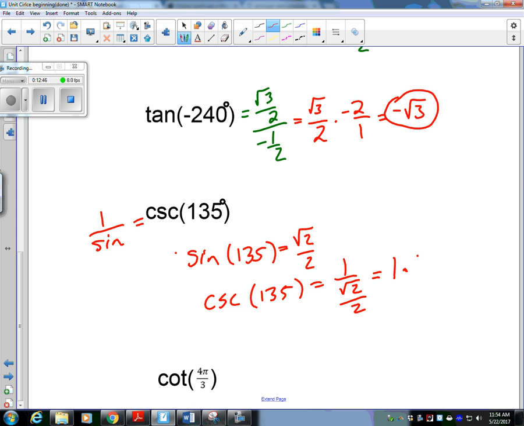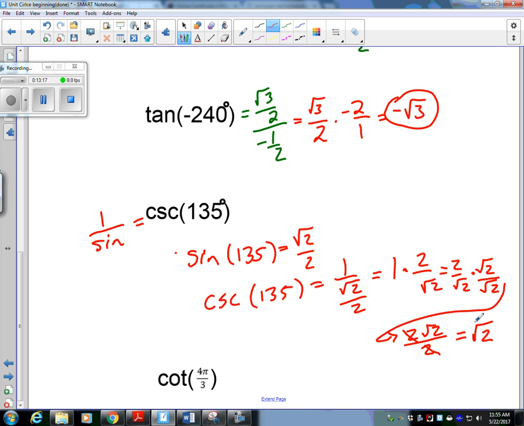And you should be saying, well, Mr. Johnson, we cannot leave the square root of 2 in the denominator. That is not simplified in math. So for the square root of 2 over 2, we need to multiply by the square root of 2 over the square root of 2. And you get the numerator to be 2 square root of 2. In the denominator, the square root of 2 times the square root of 2 is 2. Cancel them out, and you get the square root of 2. So the cosecant of 135 is the square root of 2.